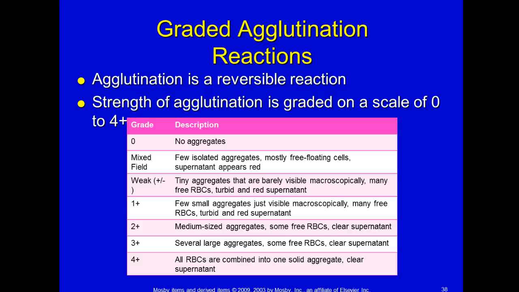A weak, or plus minus sometimes it's called, means that you have tiny aggregates that are barely visible by the naked eye, many free RBCs, and turbid and red supernatant. So the supernatant again is the liquid that you're looking at in the test tube. 1 plus is few small aggregates, 2 plus is medium sized, 3 plus is several large, and 4 plus is one solid aggregate clump.